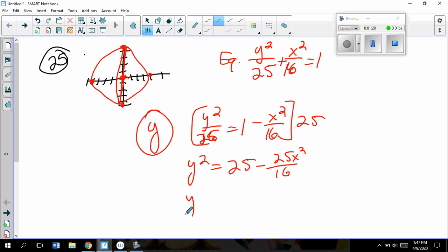And then square rooting. The key thing is when you square root, you do get a plus or minus. So in your calculator, you have to type this in twice, the positive version and the negative version, in order to get the top and the bottom of your ellipse here.